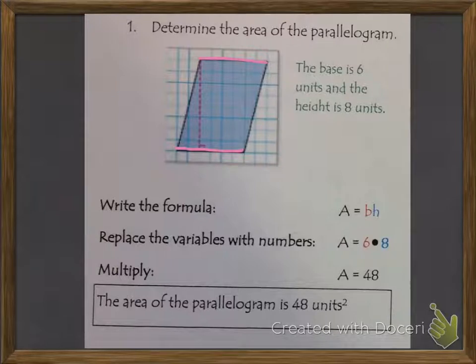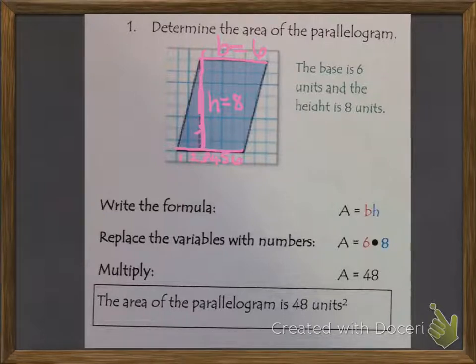We have 1, 2, 3, 4, 5, 6. So our base equals 6. And then we're going to count our height squares. We have 1, 2, 3, 4, 5, 6, 7, 8. So our height, h, equals 8. It's always important to label your figure. So we have our formula, A equals BH, base times height.